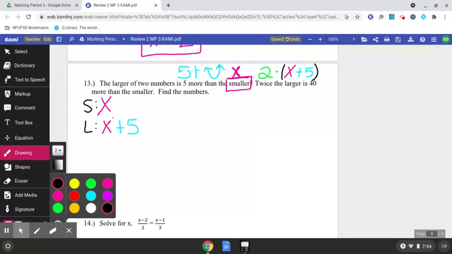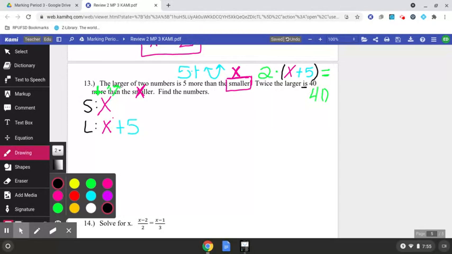Then it says "is," which means equals, 40, which is just a number. "More" means plus. "Than" is a switch word. The smaller, well, my smaller number is just x. So now I'm going to take that equation that I just translated and rewrite it.